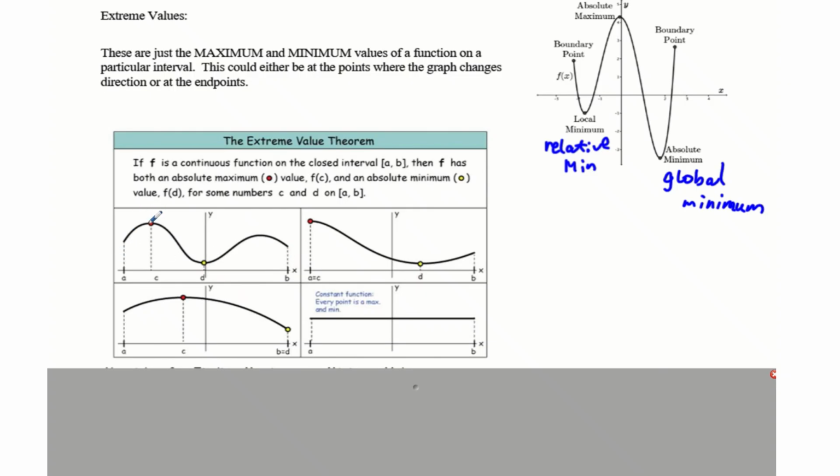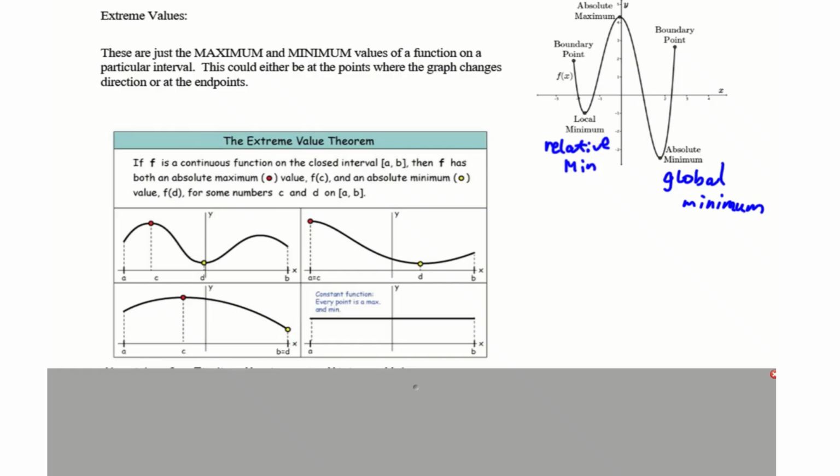For example, this one has a maximum here at x equals c. This one is at the ending point, x equals c. This one is in the middle, so it only has one maximum. And for this one, every point is a maximum and minimum, since it is a constant function. And for the minimum, it's here. This one is in the middle. This one is at the end point.